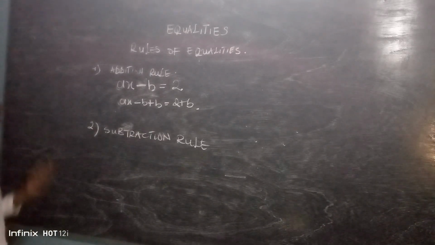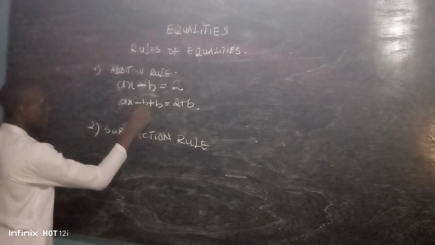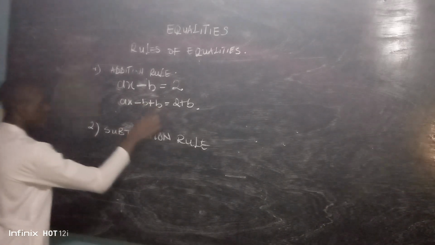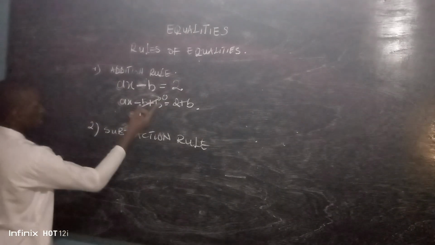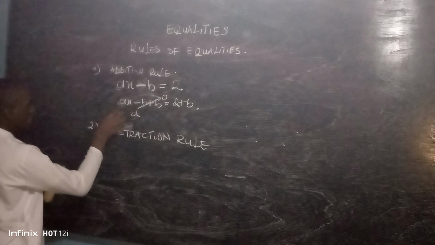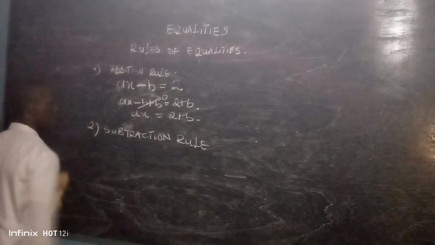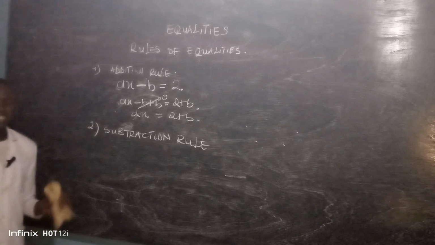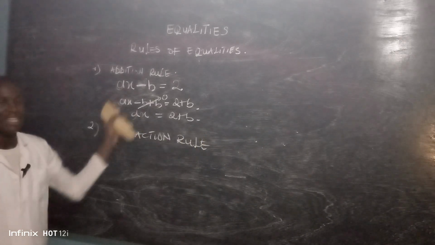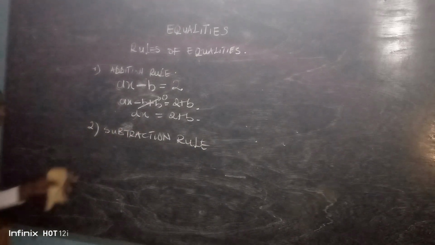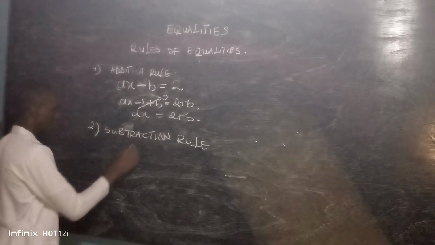So negative b means you owe b things and you have b things. When you pay your debt, this thing becomes 0. At the end, you are left with ax equals 2 plus b. That is how you move a term on one side of the equation. Now, for the subtraction rule, let's copy this and see how it works.